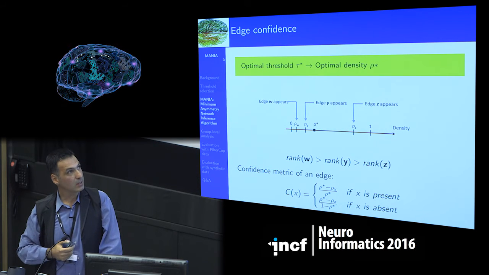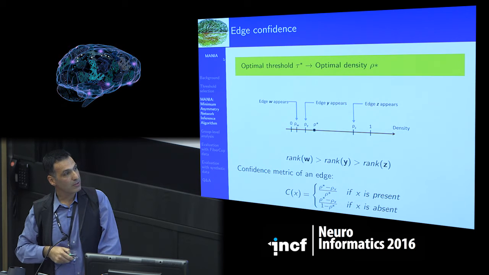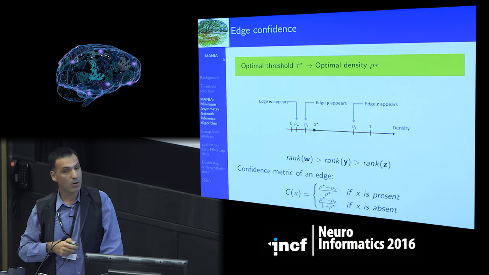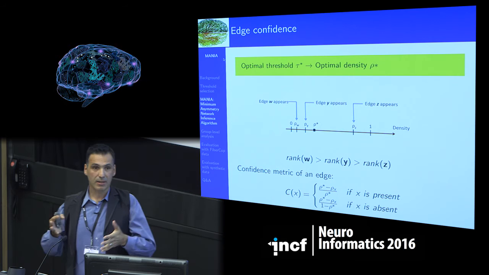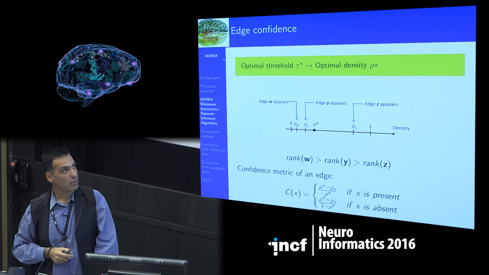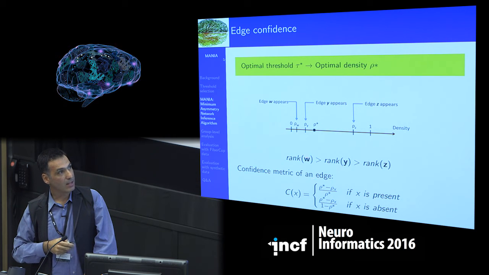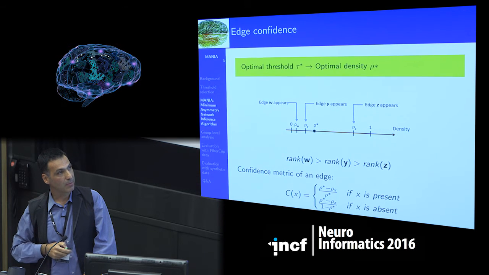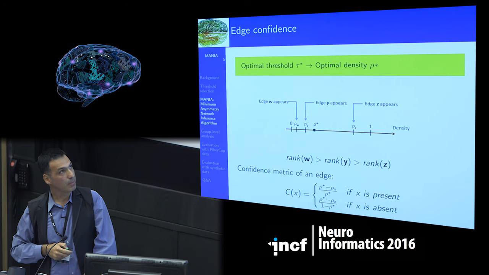I'm not giving all the details here. I just want to say that based on this confidence metric, we can now go and rank the edges in terms of confidence. We can say that edge W is more likely to appear than edge Y and Z.